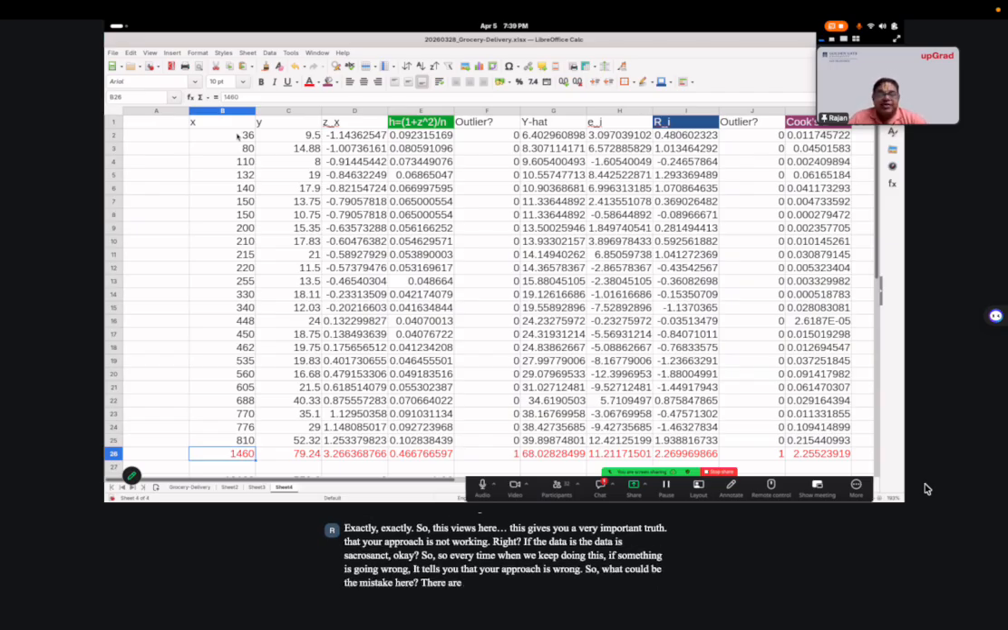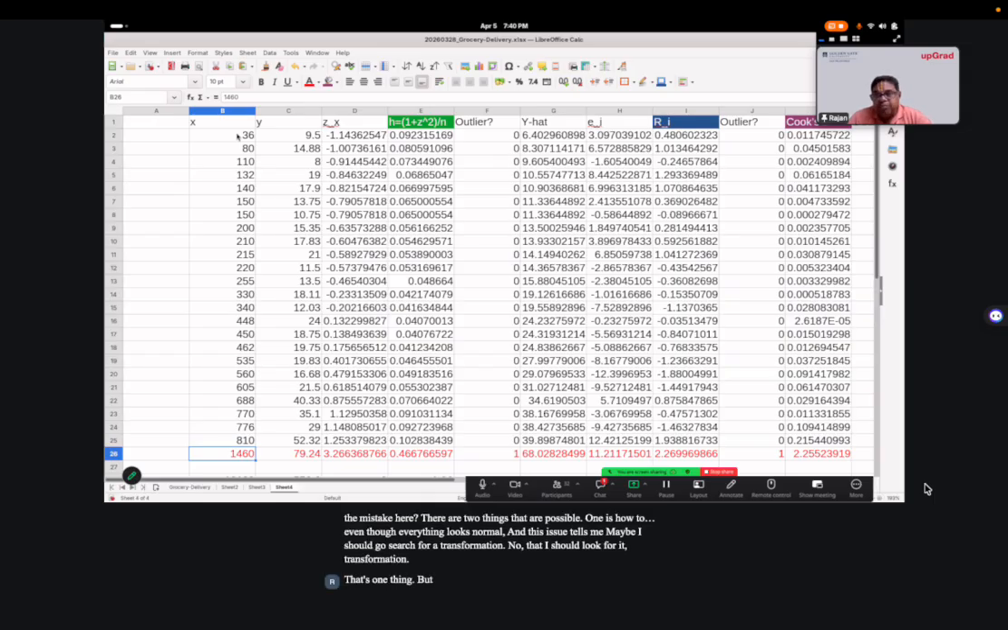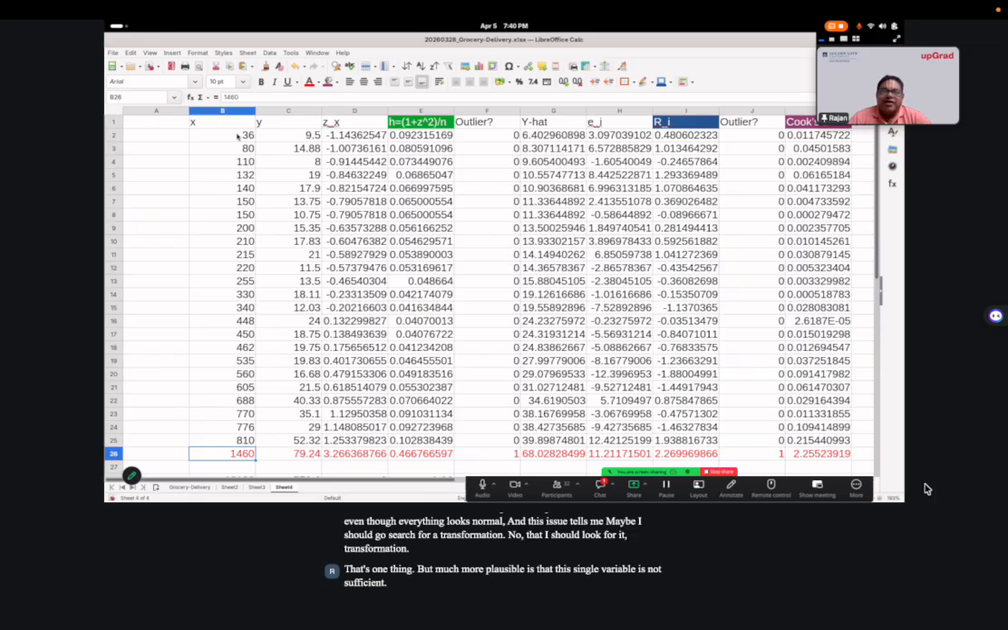There are two things that are possible. One is that even though everything looks normal, this issue tells me maybe I should go search for a transformation. That's one thing. But much more plausible is that this single variable is not sufficient to deal with the delivery times. Maybe I need more variables. That's another thing this suggests.